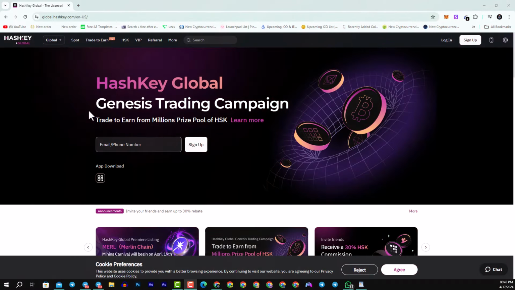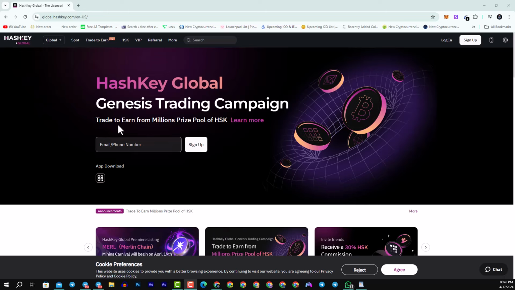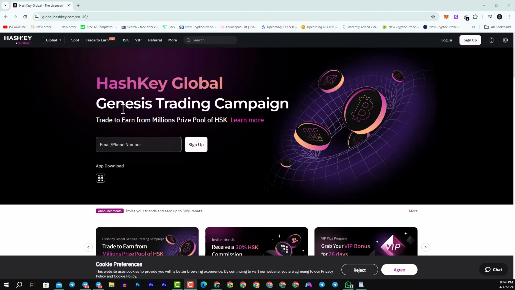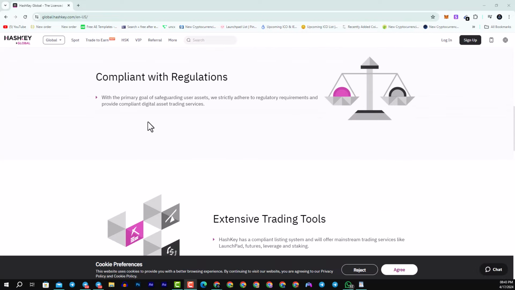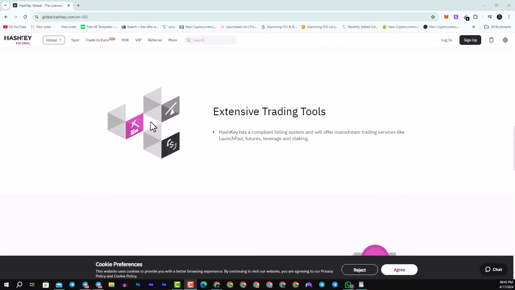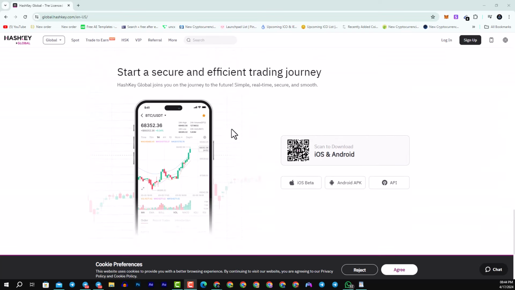Hello guys, and welcome to the HashKey Global Genesis Trading Campaign. Trade to earn from a million-dollar price pool of HashKey. Here you can see the market trend, compliant with regulation, extensive trading tools with managed security. What you need to do first is complete the KYC certification to ensure the safety of your account, then deposit assets and start trading. Easy peasy.